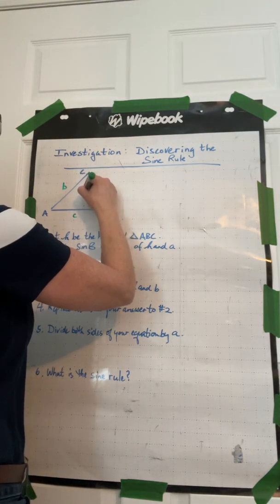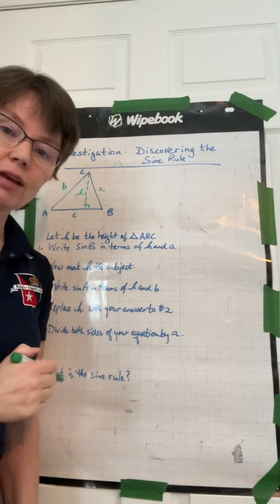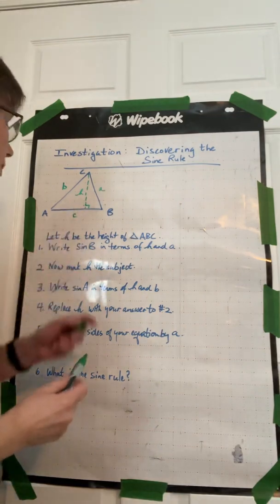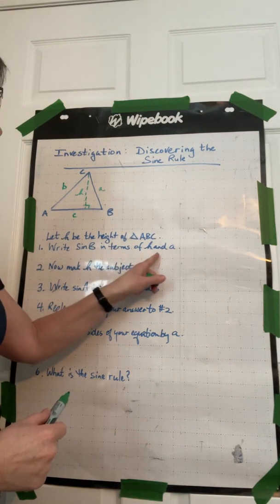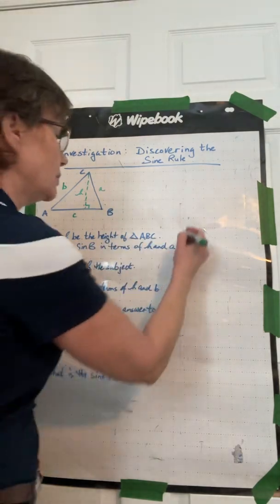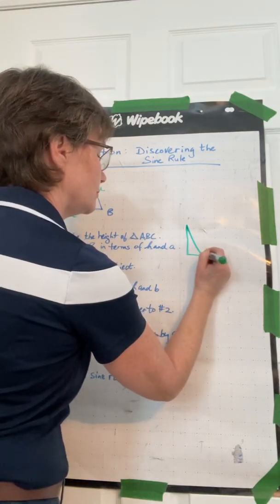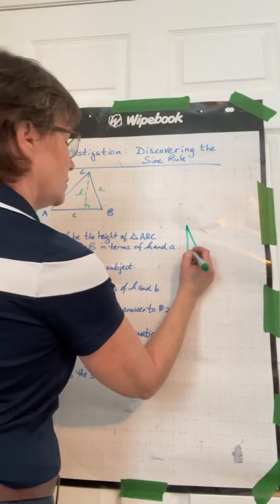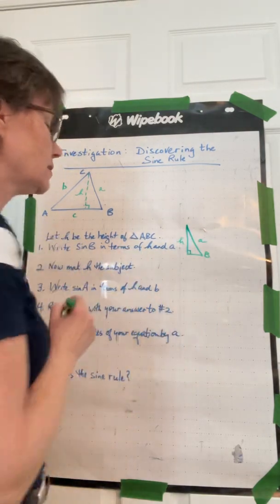So let's draw a height here, H, and these would then be right-angled triangles. They're going to meet that base at the perpendicular. Write sine B in terms of H and A. Okay, so we're talking about angle B here. So what we're actually talking about is this little triangle on this side. We've got B, we've got a right angle. This is called H for height, and that's called A.